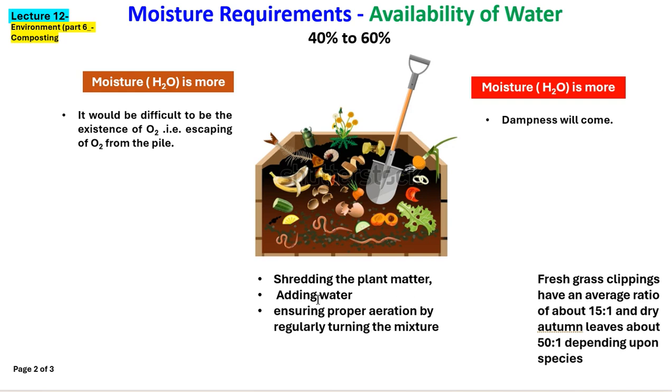Okay, shredding the plants better is also a factor. Adding water and ensuring proper aeration by regularly turning the mixture. These are three precautions to be taken care of when we have a composting pile. Fresh grass clippings have an average ratio of about 15:1 and dry autumn leaves about 50:1, depending upon the species.